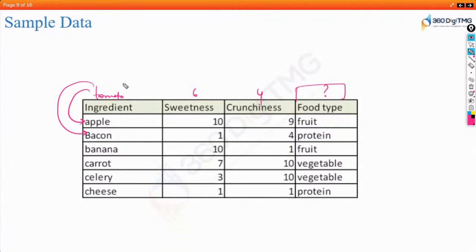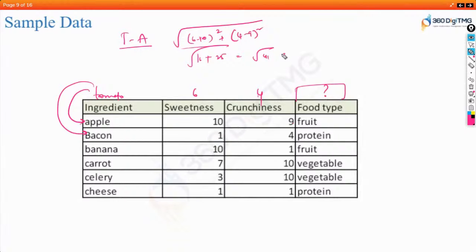So I'm going to say tomato to apple, TA. Square root of (6 minus 10) whole square plus (4 minus 9) whole square. So this is 4 square, 16, this is 5 square, 25. Square root of 41, which is close to 5.4. That's the answer, 5.4. This is the distance between tomato and apple.